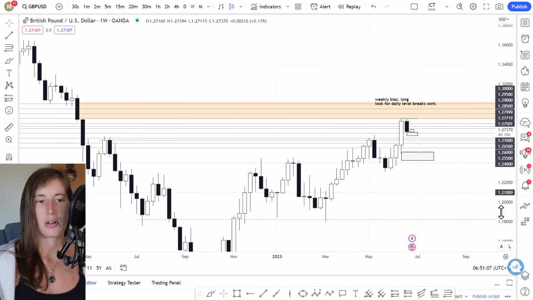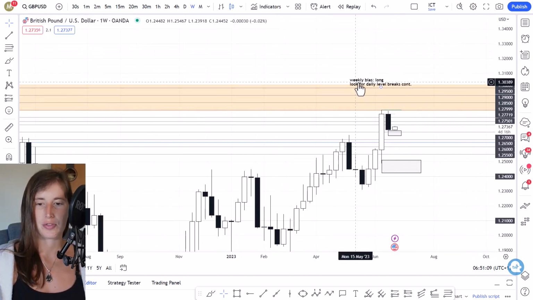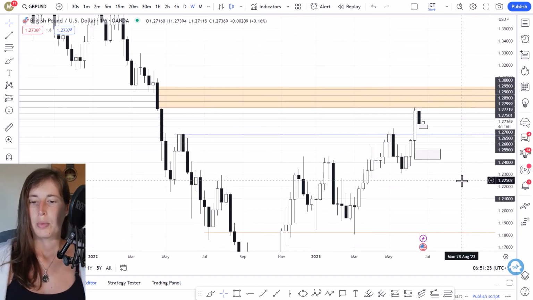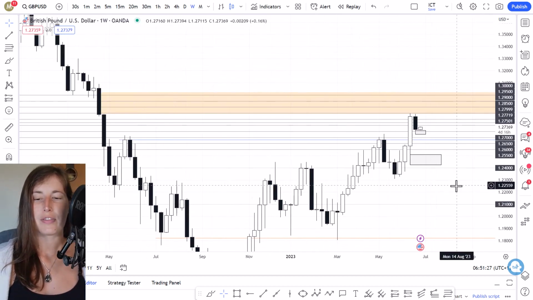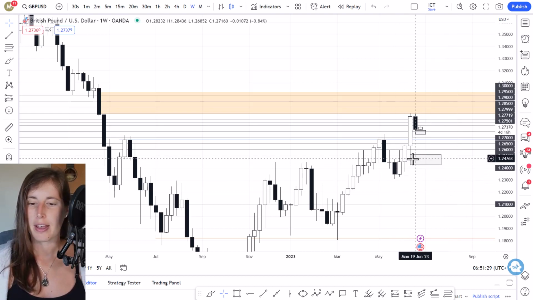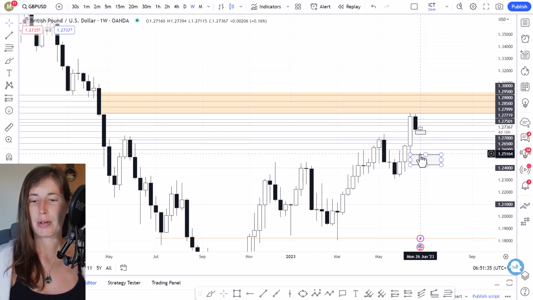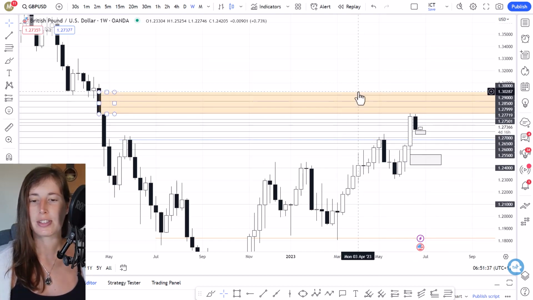So let's start with the weekly, and first things first, I'm going to remove my analysis from the previous week, but there will be a few bits I leave in because they are relevant. They include these two boxes here, which relate to the daily, and I will talk about them in a moment when we go to the daily time frame, and also this yellow box here.